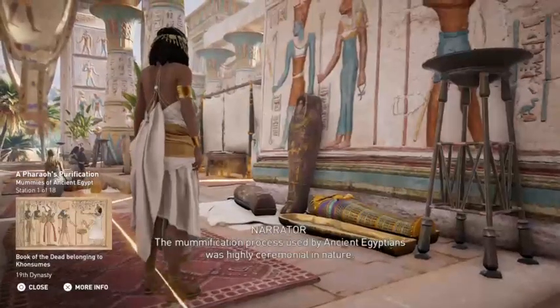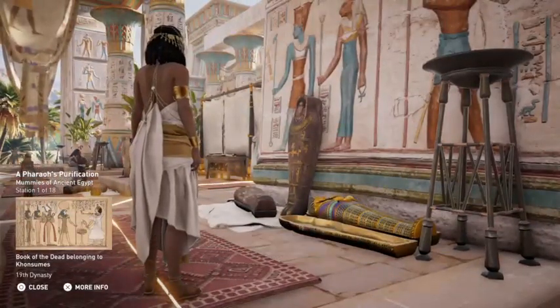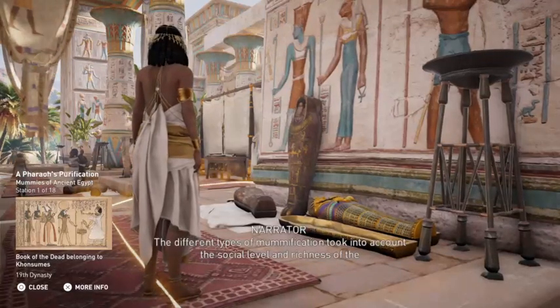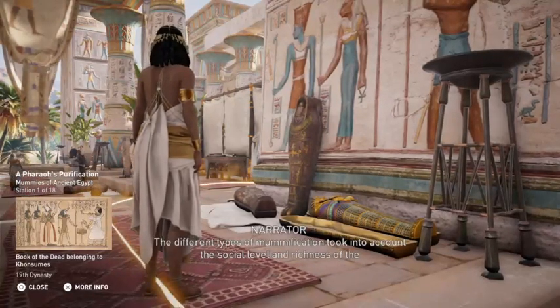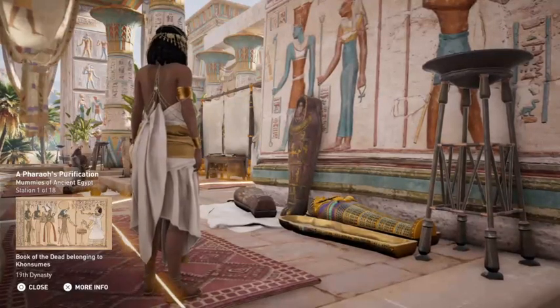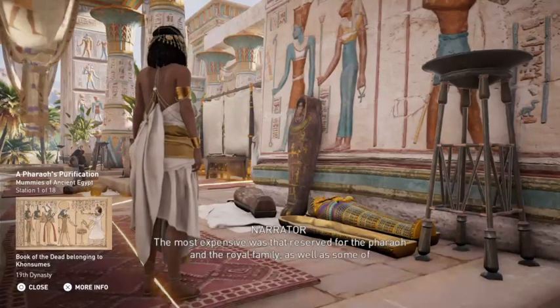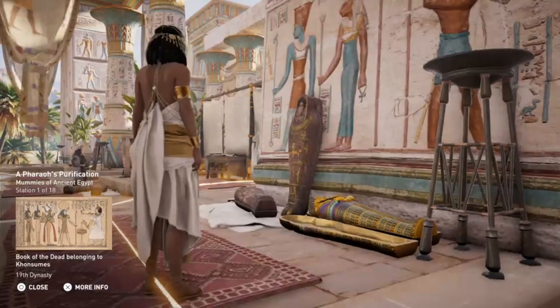The mummification process used by ancient Egyptians was highly ceremonial in nature. The different types of mummification took into account the social level and richness of the deceased and even included animals. The most expensive was that reserved for the pharaoh and the royal family, as well as some of the wealthiest members of the court.